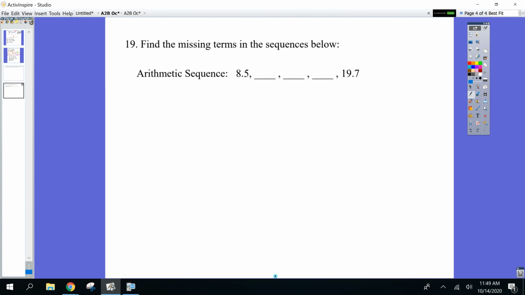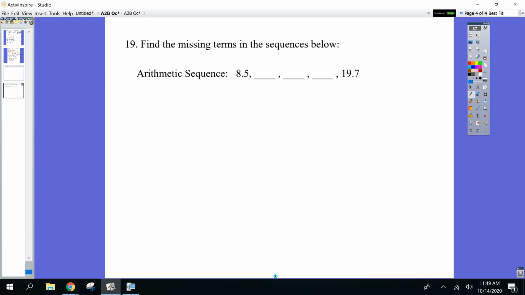19, everybody. 19. Let's skip around. I know 19 has 2 parts to it. You're not ready for the second part yet. I haven't taught that. You're ready for the first part, where it says arithmetic sequence. Find the missing terms in between. Okay, find the missing terms in between here.